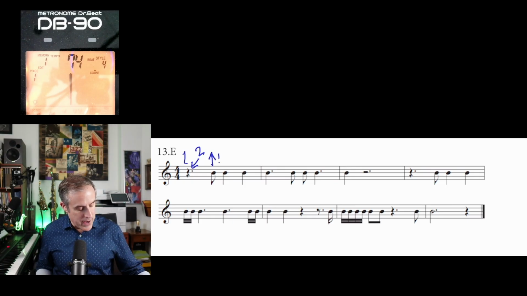We can then incorporate our invisible bar line right here and follow it up with beats 3 and 4 on these 2 quarter notes. In the next measure, we have week 6 right here, that dotted quarter note to the 8th note where we have beats 1 and 2 taken care of right there.